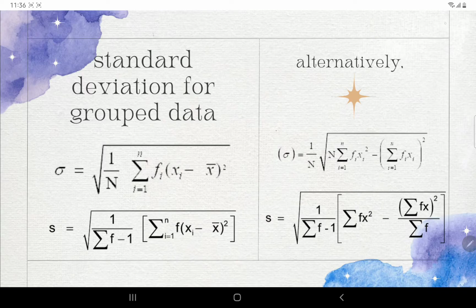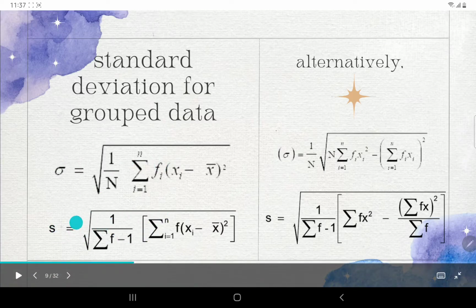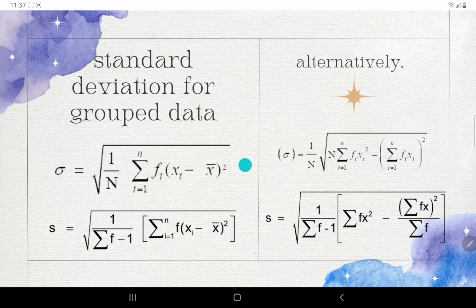Just now we learned about the formula for standard deviation for ungrouped data. This time is the formula for standard deviation for grouped data. Of course the formula will be different. This is the formula for population standard deviation, and this is the formula for sample standard deviation. Or alternatively, we can use this formula in the simplified form. They are actually the same. You can choose either one.